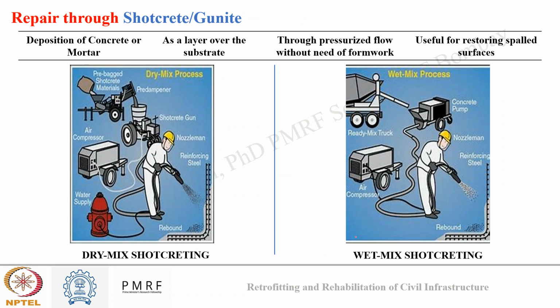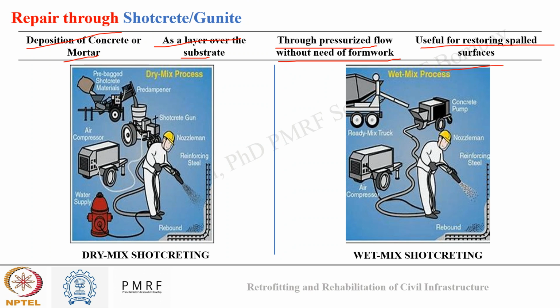Okay, now what is this? So shotcreting or gunneting is a deposition of concrete or mortar as a layer over the substrate through pressurized flow without the need of form work. Okay, so in this, what is done? Concrete and mortar is applied as an additional layer over the substrate in the form of a pressurized application, and here no form work is required. Okay, and these are useful when we want to restore spoiled surfaces.